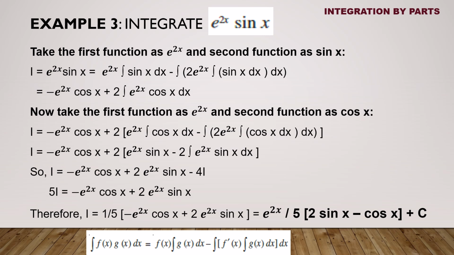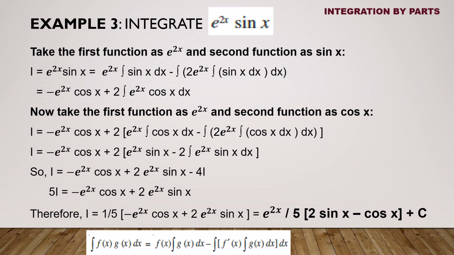Now for the second term, again you use integration by parts. So for that you take the first function as e raised to 2x and the second function as cos x. Now why we are doing this, you will just see how simplified it becomes, because you know that integral of cos is sine and in the original function also you have sine. So let us go forward.